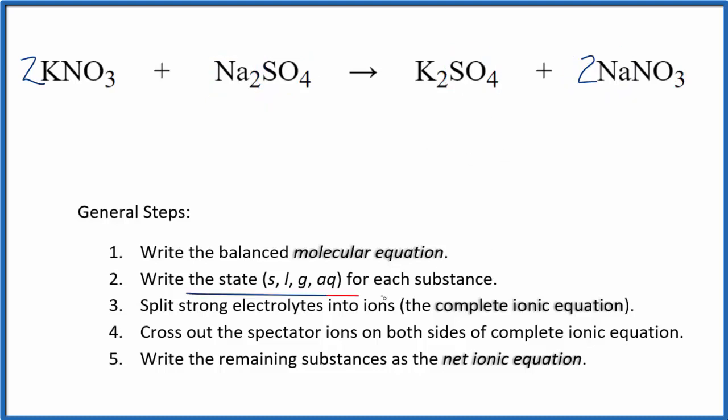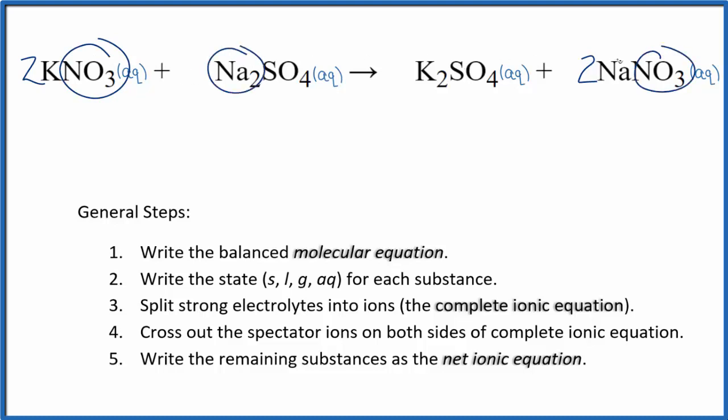Now we're going to write the state for each substance. That looks like this. So nitrates are very soluble. So we know these will be soluble. Compounds with sodium, they're very soluble as well. Compounds with potassium, very soluble. And the sulfates, very soluble. Everything here is soluble. And what that means is that we don't have any reaction taking place. There's no reaction because everything's soluble.